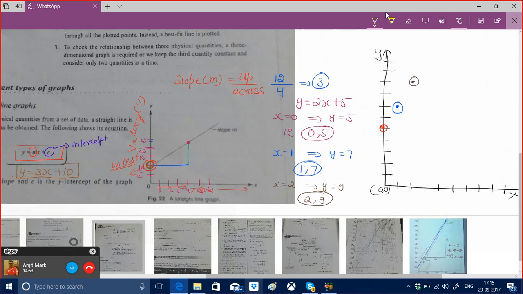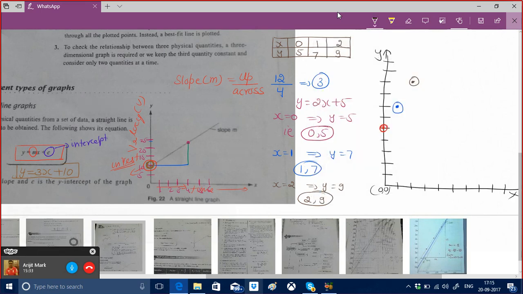So minimum 3 points you have to take, and regarding this one also, if you want to draw the straight line graph, this type of table you have to draw there. Here x and y: firstly you plug in x equals 0, then you get y equals 5, x equals 1, y equals 7, x equals 2, y equals 9. Clear?